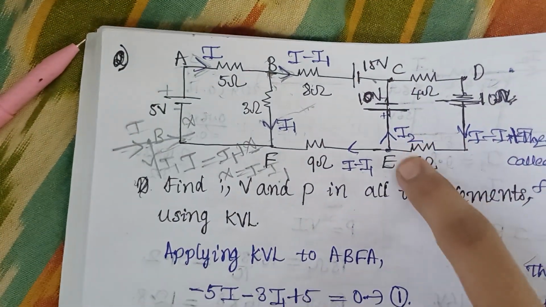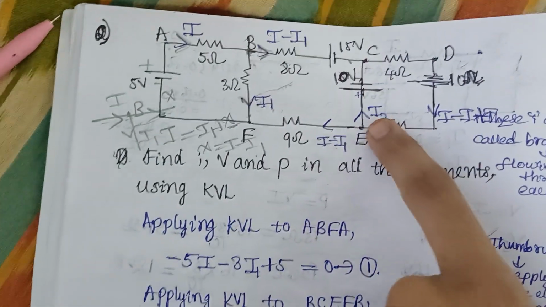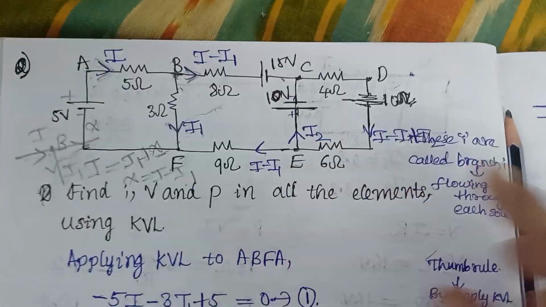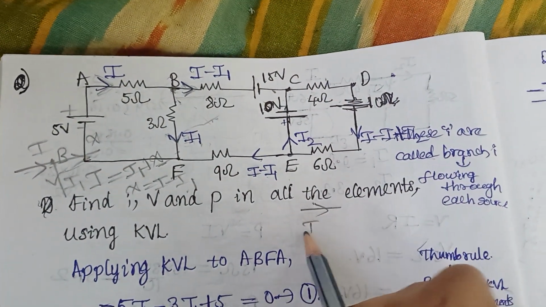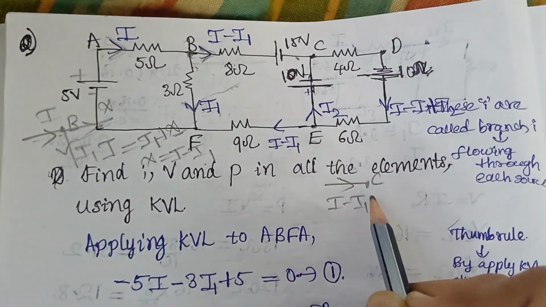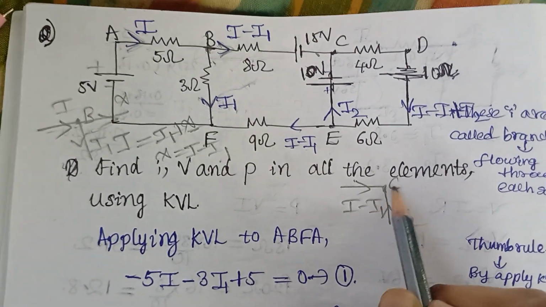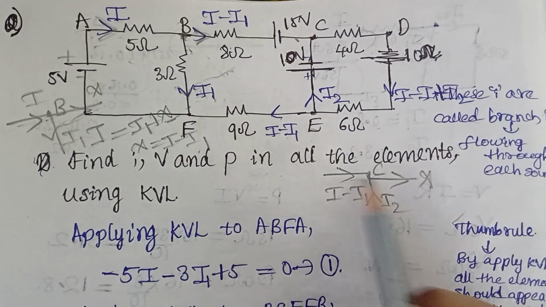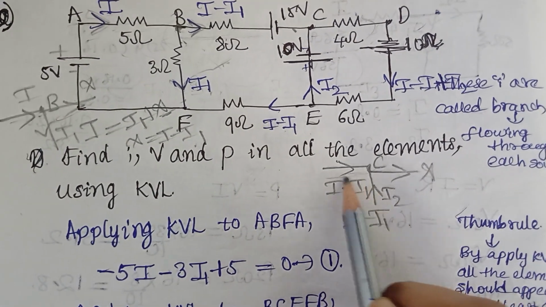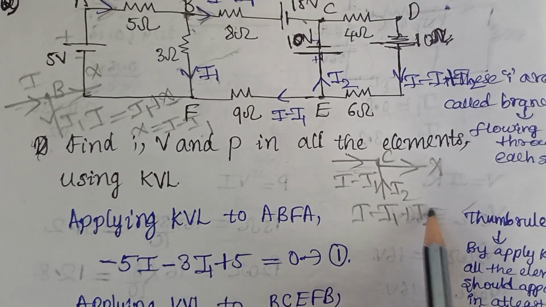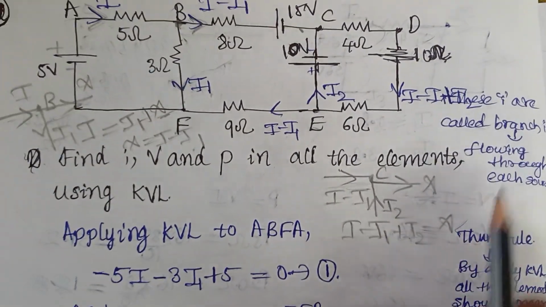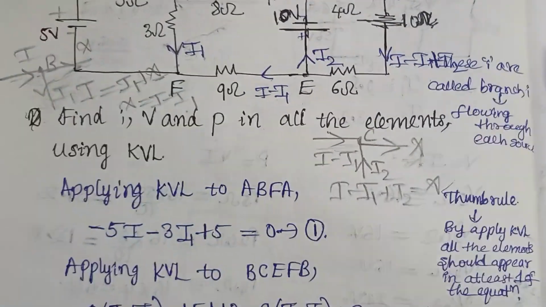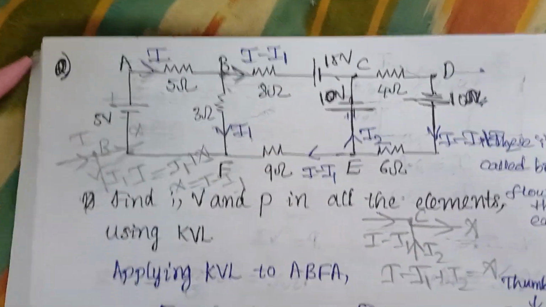Now let us suppose the current through this 10 volt battery is I2. Again, using the same concept, your I minus I1 is towards this node C, and this I2 is also towards this node C, and let us suppose this current to be X. Now the sum of the currents entering the junction, that is I minus I1 plus I2, should be equal to the sum of the currents leaving the junction. So this current will be I minus I1 plus I2. These currents are called branch currents, which are flowing through each source.